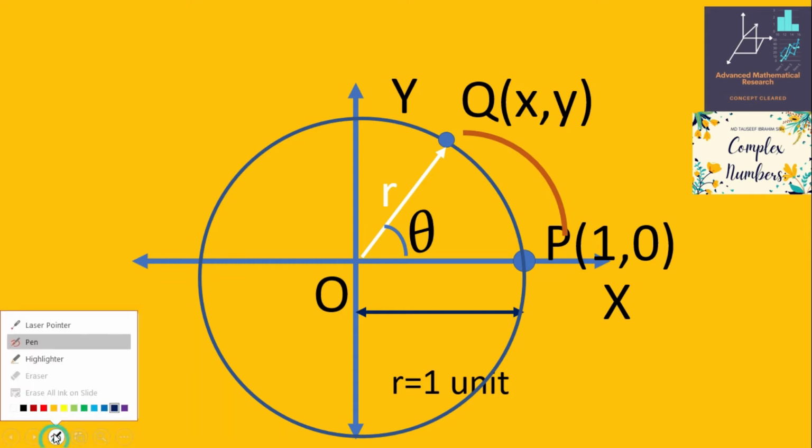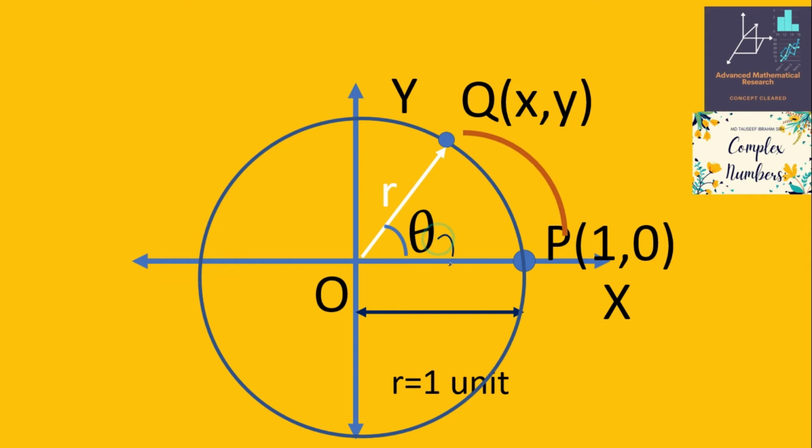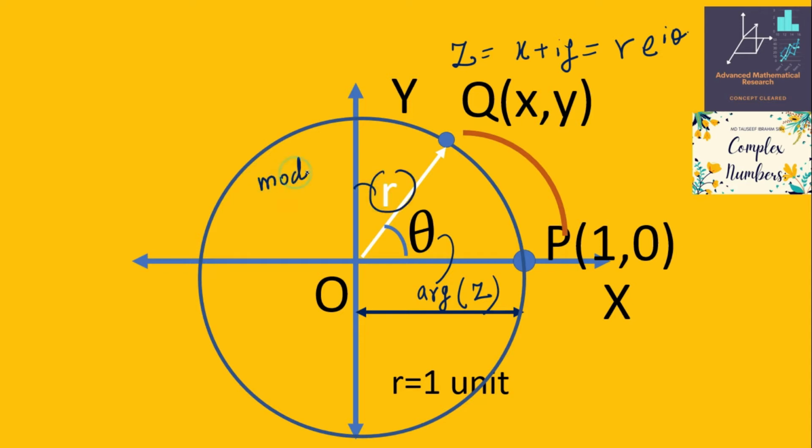So let's write it. Here I am writing: theta is called the argument of the complex number z. So here, what is z? z is my complex number, that is x plus i times y in rectangular form, and that can be written as r times e raised to i times theta. And what is r? r is called the modulus of the complex number z. And how do we write r?